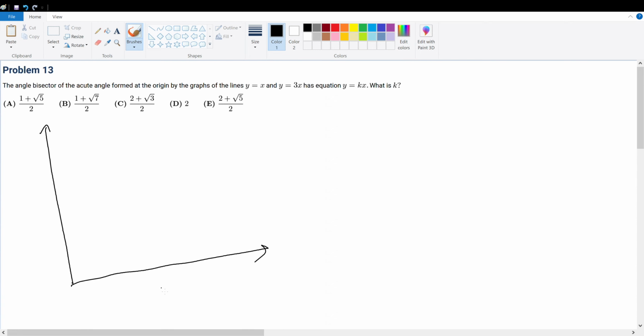Excuse the slantedness, but given this, let's roughly draw out the shapes. We have this line to be y is equal to 3x, so that means y is equal to x must be here because it's less steep, and then we have the wanted line right here, which angle bisects.